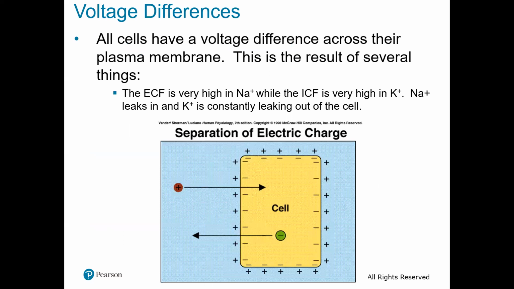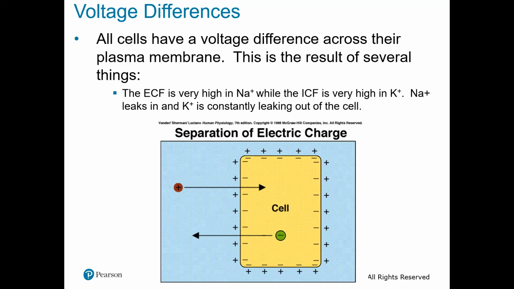Now, all of our cells have a charge on them. All of our cells in our bodies have a charge. It has to do with the concentration of sodium and potassium. And this is where sodium and potassium are very, very important to us. There is a charge across the membrane, and it's caused by the presence of sodium ions and potassium ions.